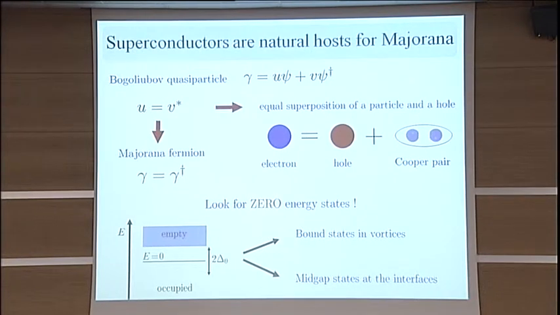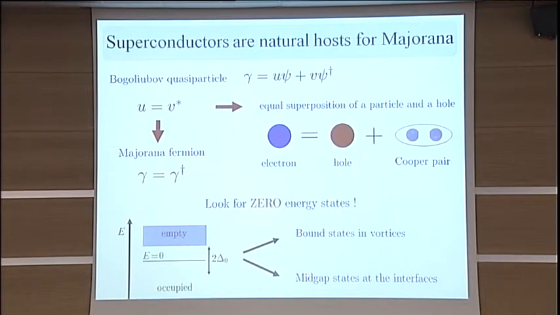So now our task becomes much simpler. We don't have to go into a deep mine or anything. All you have to do is go inside the gap of a superconductor and look for the situation where u is equal to v star. That's all you have to do. Well, we know what will give that. So we're just looking for that state exactly at zero energy in a superconductor.